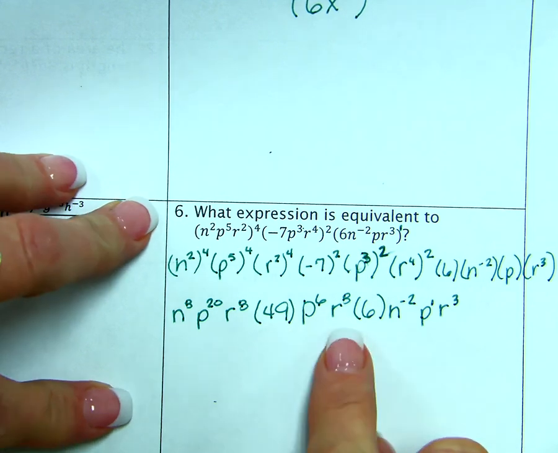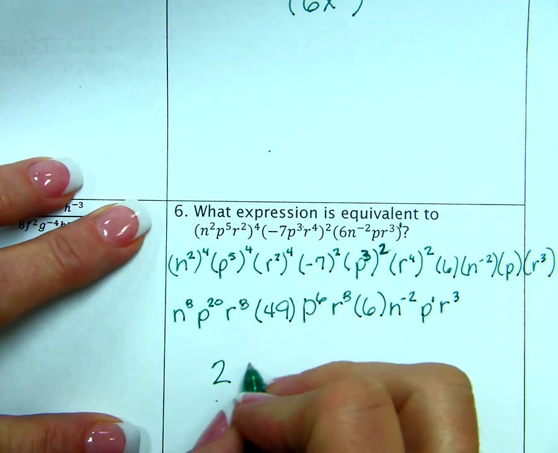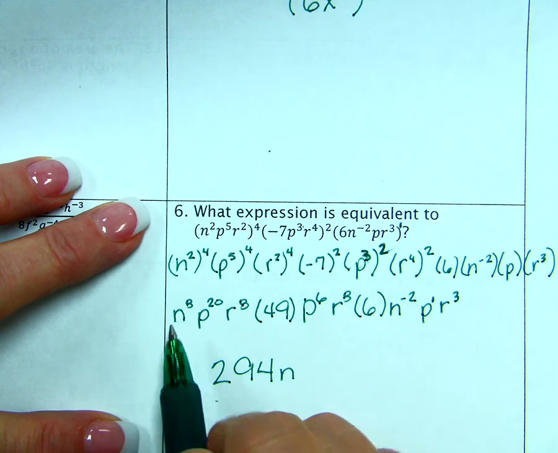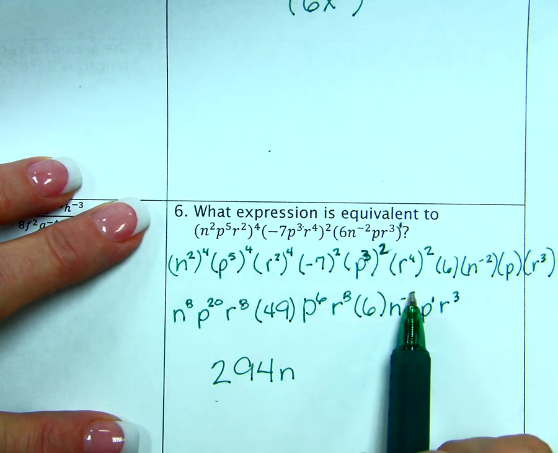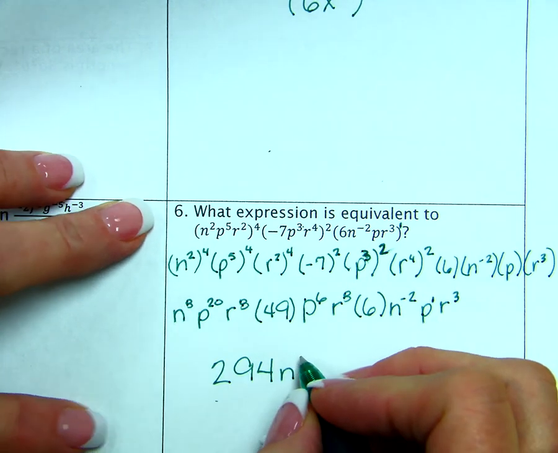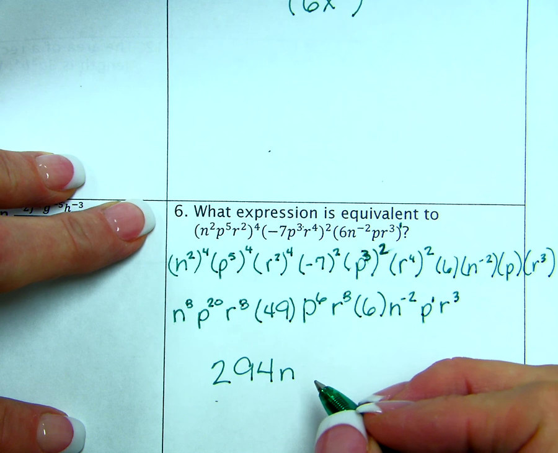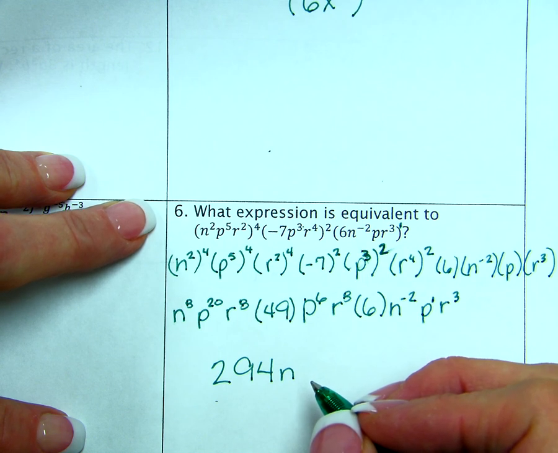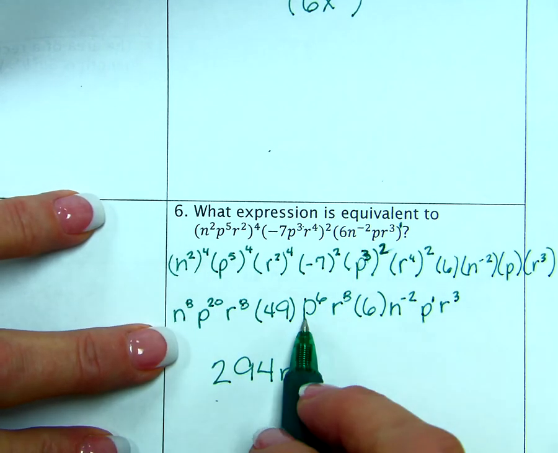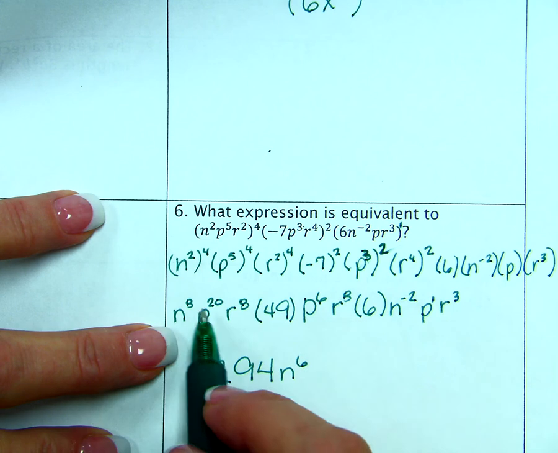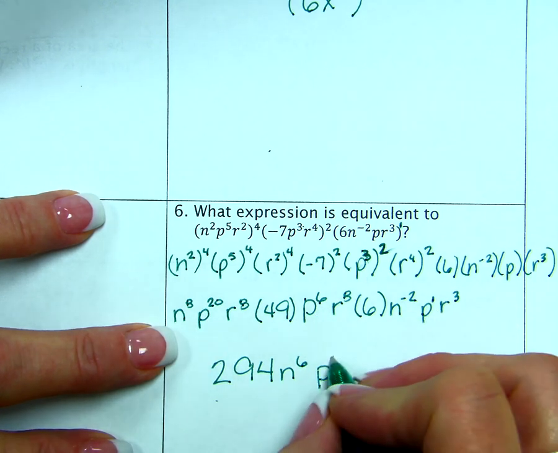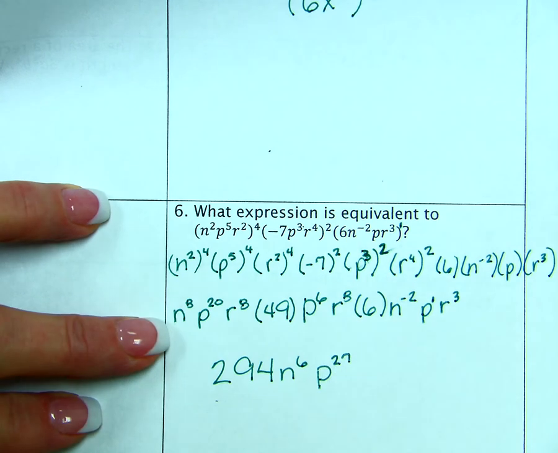First off, the numbers. 49 times 6, put that in your calculator, you should end up with 294. Then we'll take all of our n's. N to the 8th and n to the negative 2. 8 and negative 2 makes 6, so we end up with n to the 6th power. Then we have p to the 20th, p to the 6th, and p to the 1st. 20 plus 6 plus 1 is 27. So p is being raised to the 27th power.